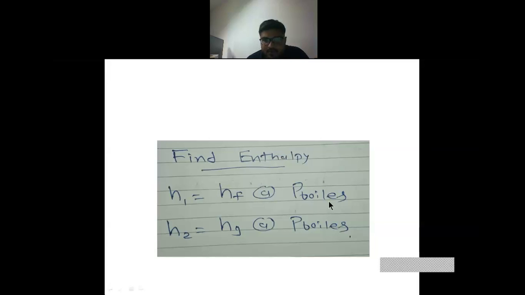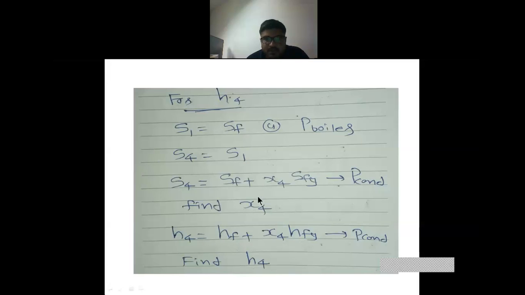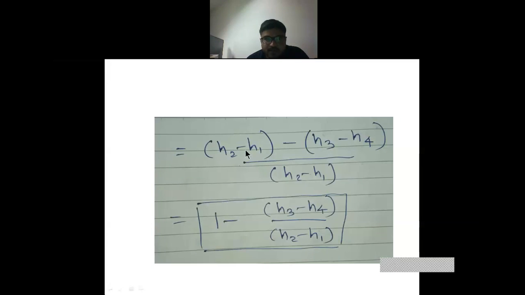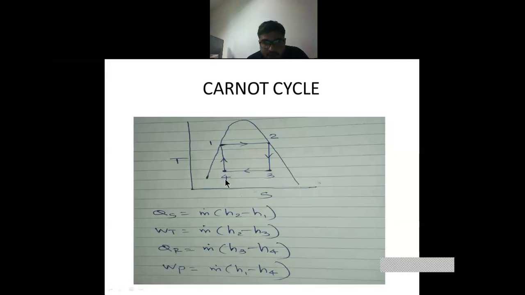H1 is HF at P boiler, H2 is HG at P boiler. Clear? Now for H4, we can find H4 by use of H1, and we can find H3 by use of the second point. So first we will try to understand how to find H4, but we require the help of this point. First we will find S1. Then on that basis we will compare S4 equal to S1. And here we will find first S2, then we will compare S3 equal to S2.